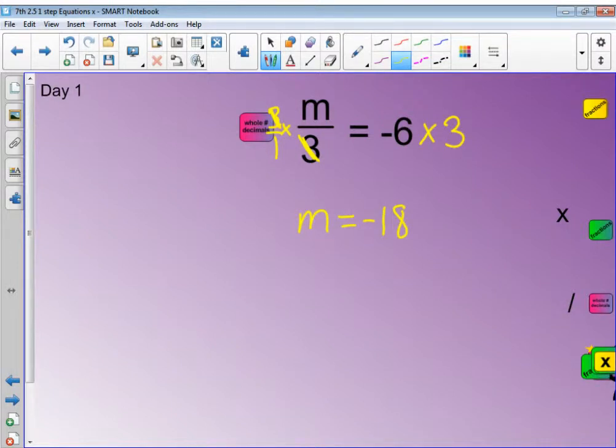If we want to check ourselves, we can put a -18 in here. 18 divided by 3 is 6. There's one negative, so it did give us -6.